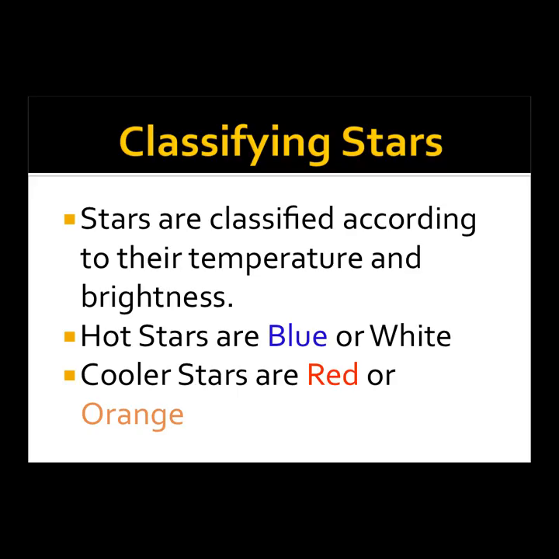All stars are classified according to their temperature and how bright they are. Hotter stars are usually blue or white in color, and cooler stars are red or orange.